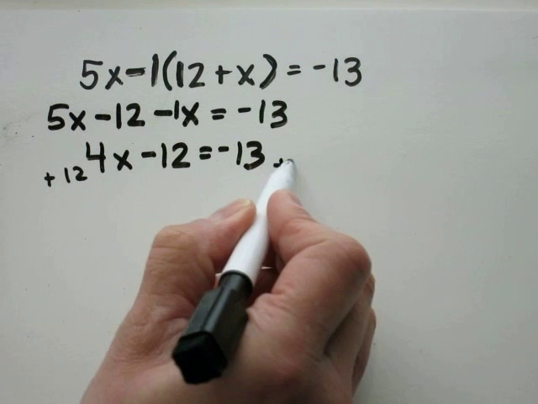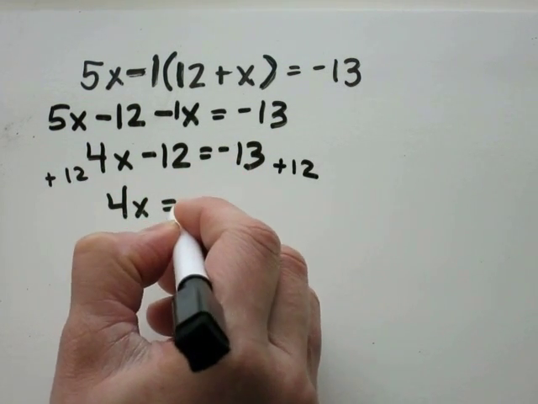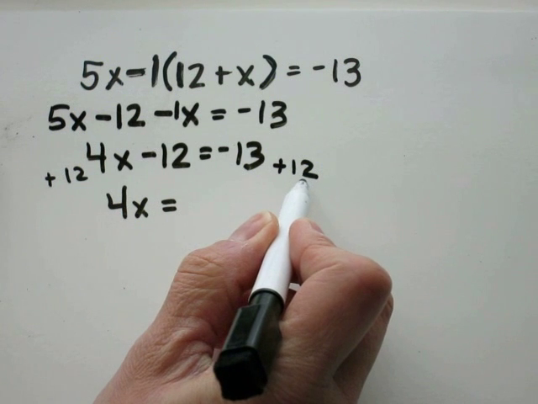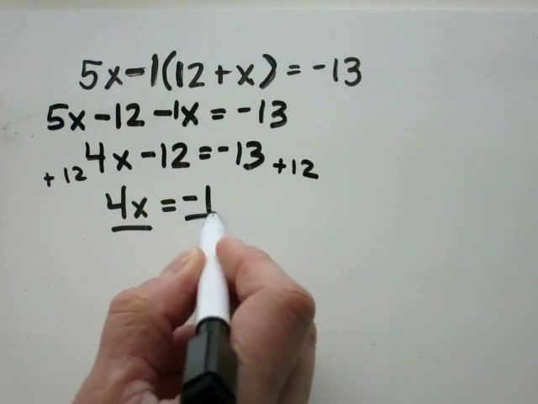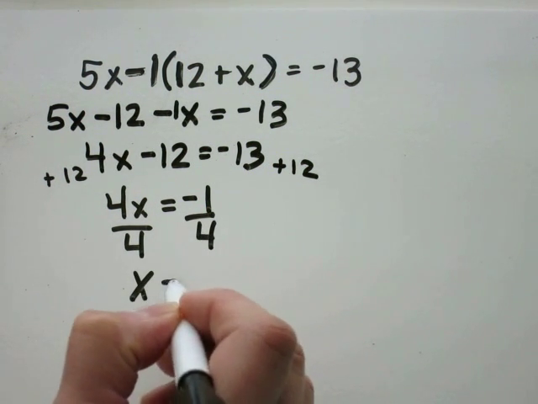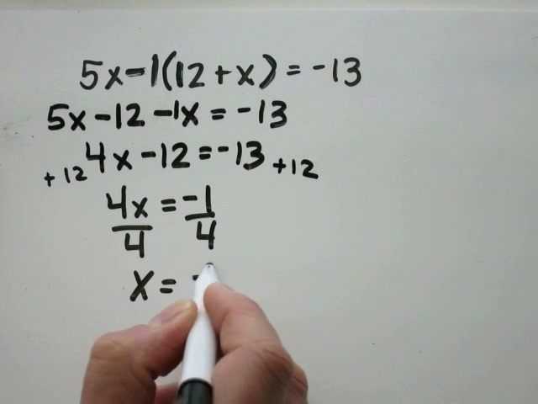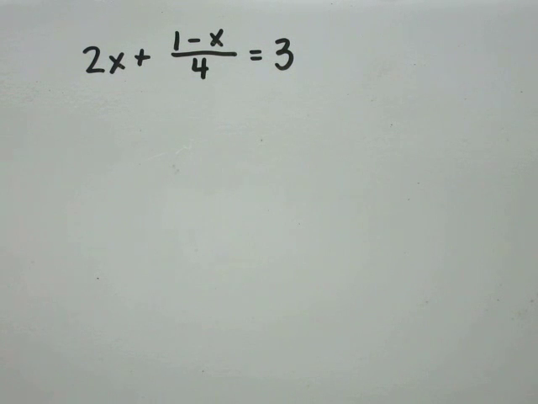Add 12 to each side. Negative 13 plus 12 will be negative 1. Divide each side by 4 to solve for x. You're left with x equals negative 1/4. Problem 23, 2x plus 1 minus x over 4 equals 3.